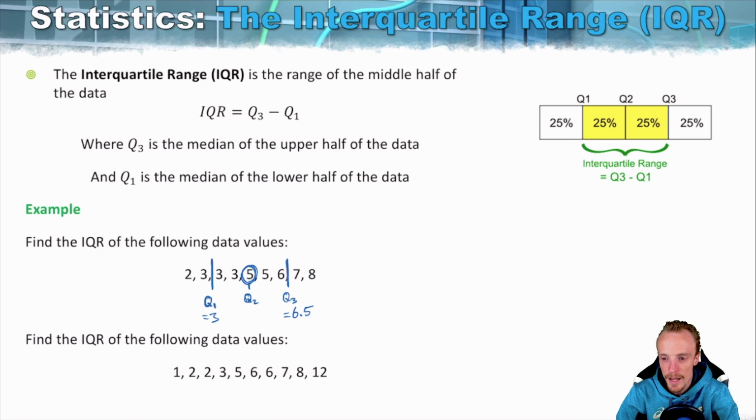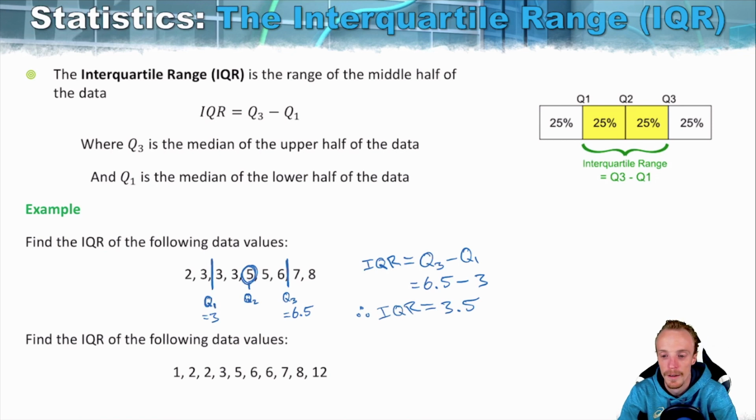So now we can calculate the interquartile range. The interquartile range, which we often call IQR rather than writing it all out, is going to be equal to Q3 subtract Q1. And we've worked out that Q3 here is 6.5. Q1 here is 3. So our interquartile range here is going to be 3.5. And units, obviously, because we don't know what this data is actually representing.